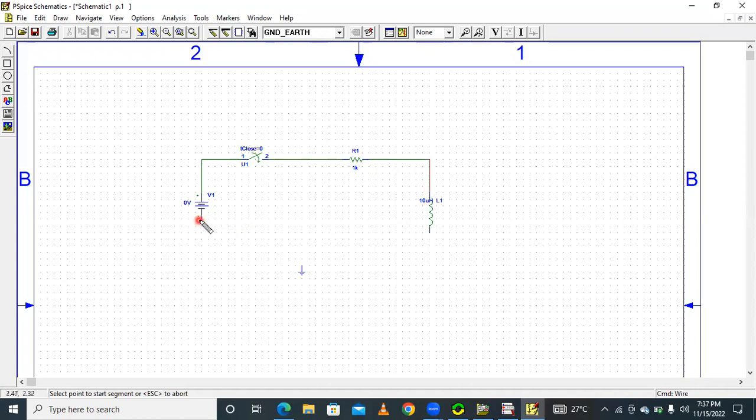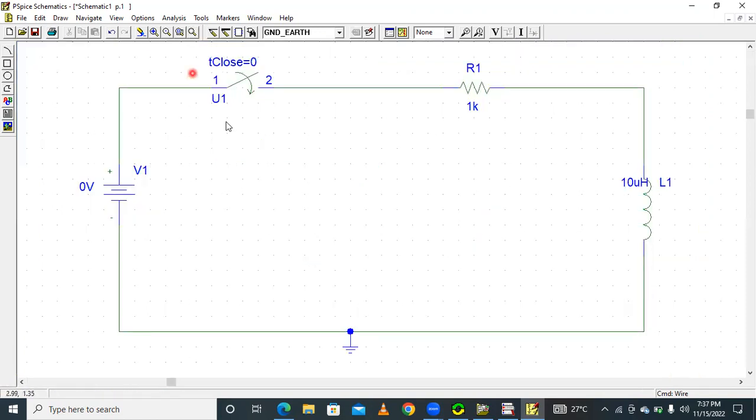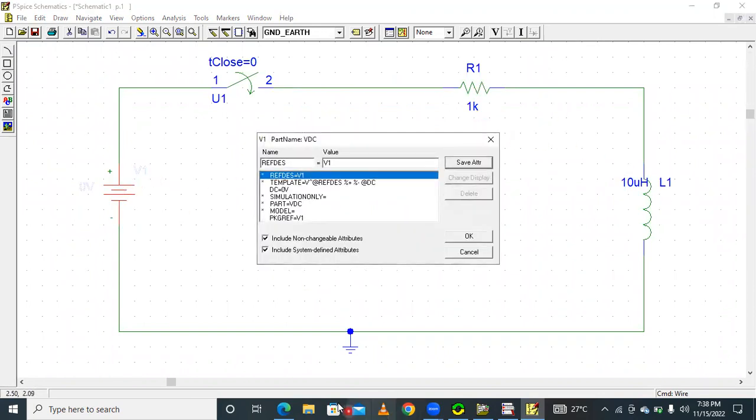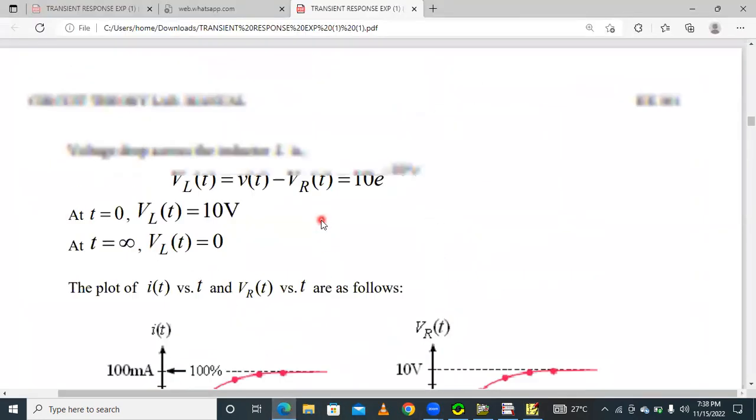Connect like this, and zoom to fit. So this is the series RL circuit. Here, what is our input voltage for a series RL circuit?